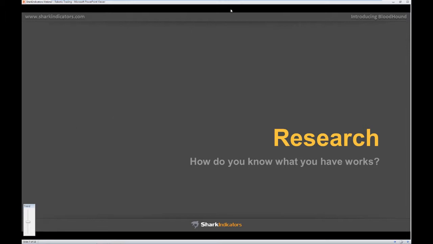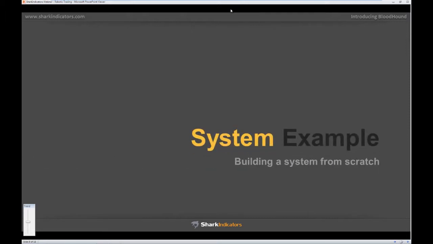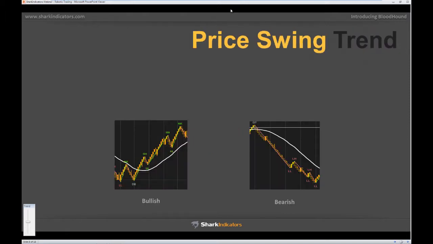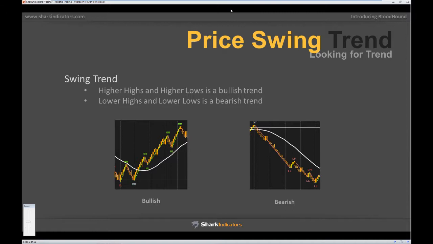So the big question I have is, how do you know what kind of trade system that you are currently employing or thinking of employing actually works? And to do this, I'm going to go through an example here of just a hypothetical system. Just a disclaimer, this isn't any particular trading system. This is really just a set of rules I've put together to illustrate some aspects of Bloodhound.